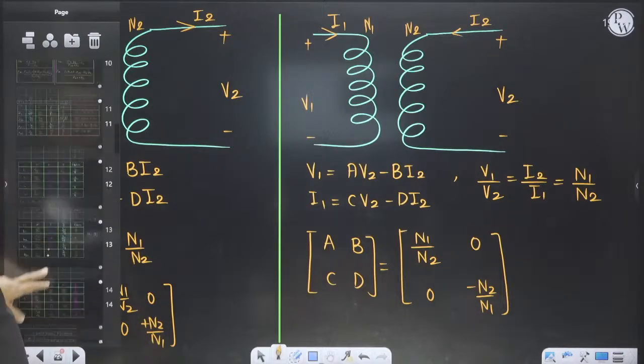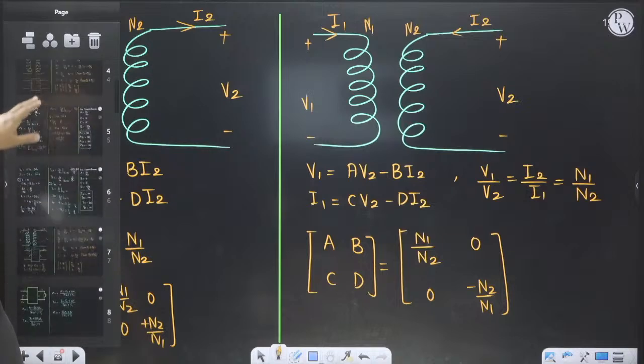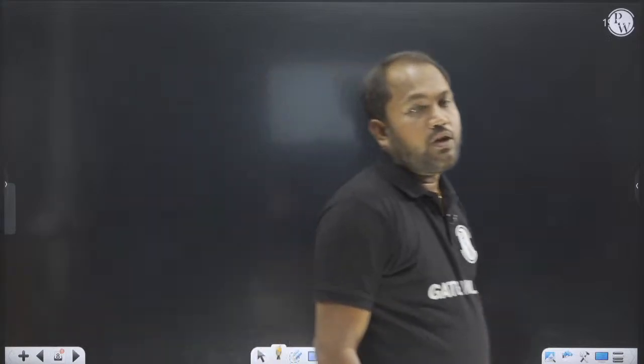Then we have the mutual inductance concept. On the basis of mutual inductance you have to derive something. You have to design a two-port network on the basis of mutual inductance. So what is the mutual inductance here?